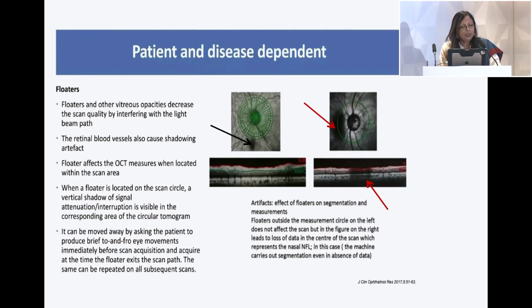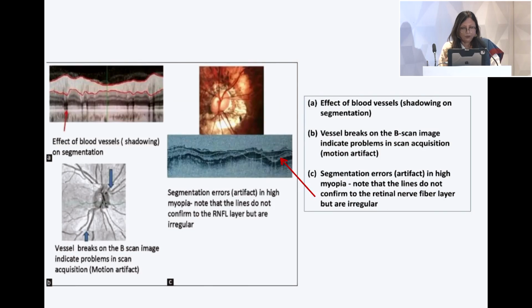Also, if your patient has floaters, as you see out there, the areas of the floaters you can actually mistake for a retinal nerve fiber layer defect. So you need to be careful that these are not floaters that have come into the way of your OCT. Blood vessels also affect the segmentation of the OCT. So when you're taking the OCT scan, if your operator is taking it, she needs to be aware of the vessels that don't come in the way.